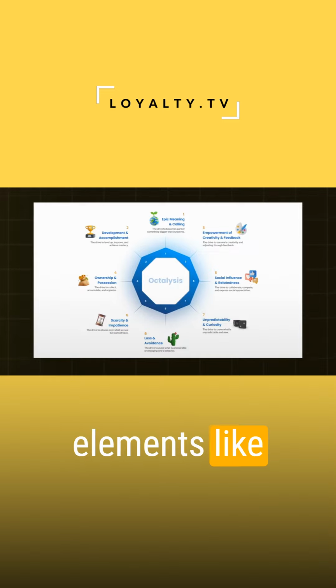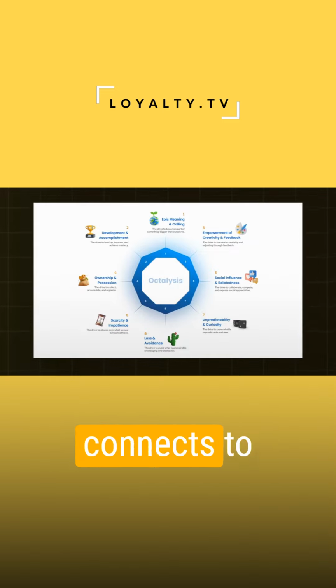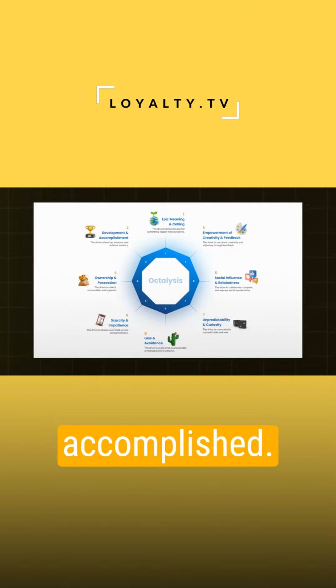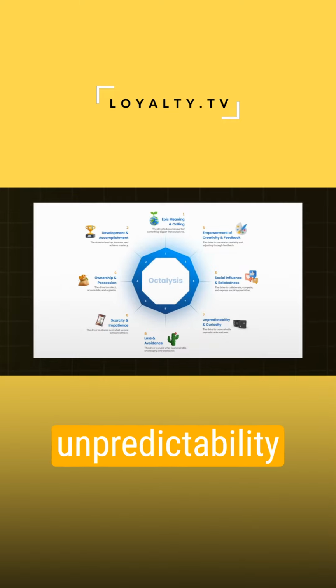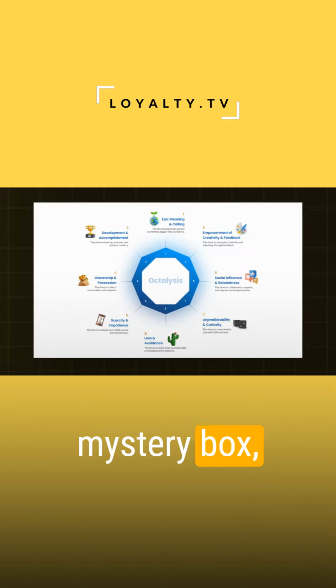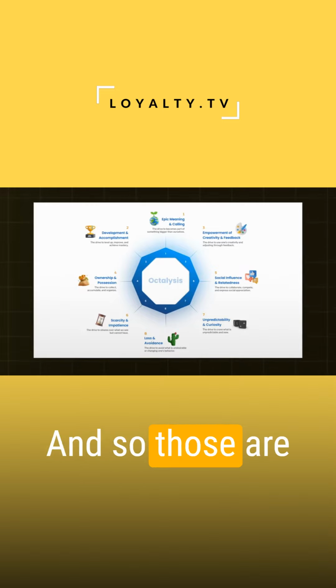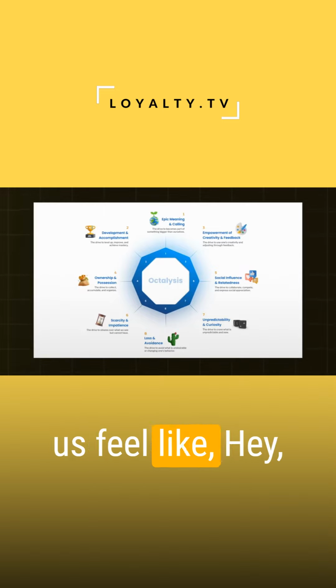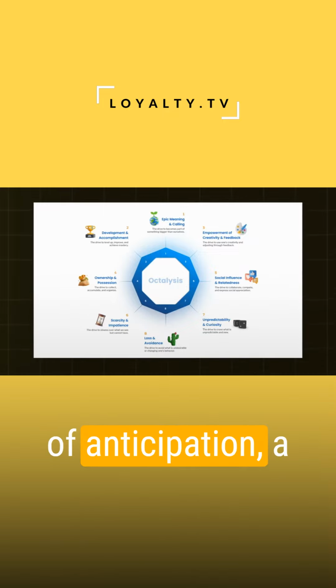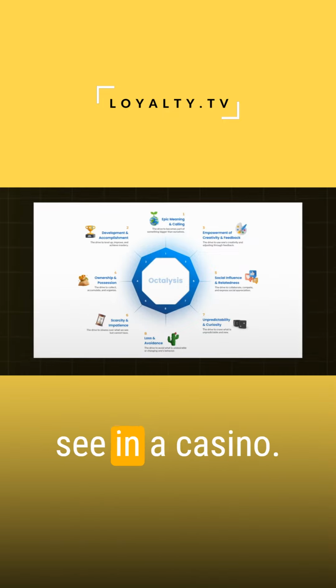And so each core drive will connect to a variety of what we call game design mechanics or elements. Like core drive 2, development and accomplishment, connects to points, badges, status, trophies, things that make you feel accomplished. But core drive 7, unpredictability and curiosity, will connect to things like Easter eggs, mystery boxes, lottery designs. And so those are things that make us feel like, hey, we don't know what's going to happen next, and it brings up that excitement and anticipation, a bit like what you see in a casino.